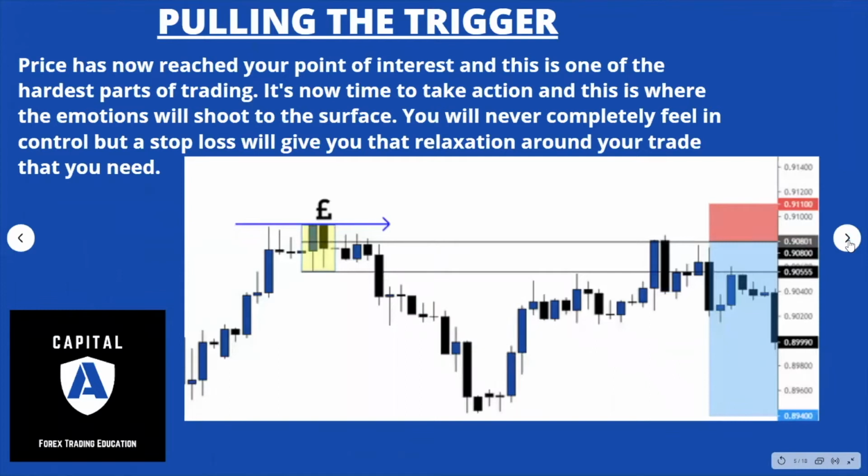So pulling the trigger. Price has now reached your point of interest. Okay, it's now there, as you can see, with this blue candle shooting up. This is one of the hardest parts of trading. It's now time to take action. It's now time to pull that trigger. And this is where the emotions are going to shoot to the surface.